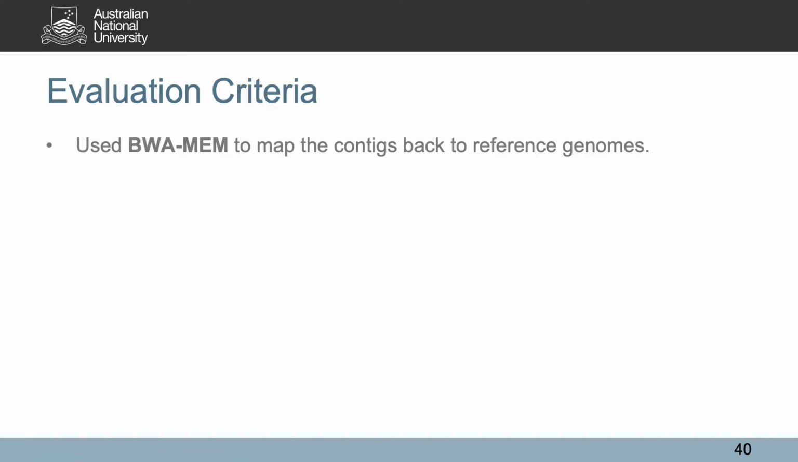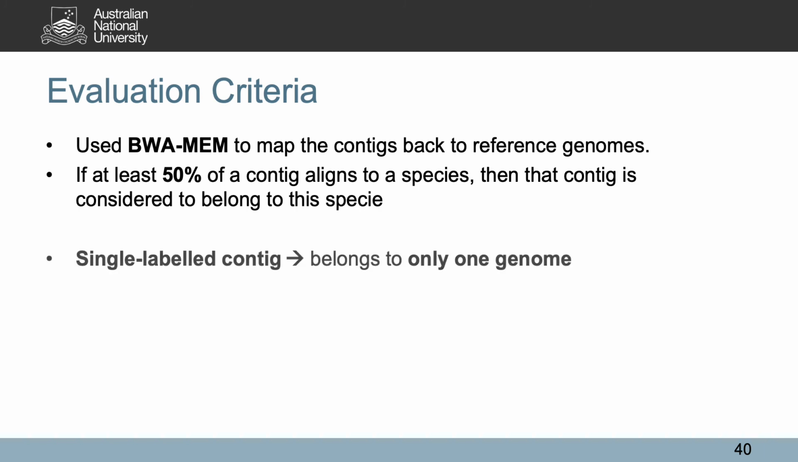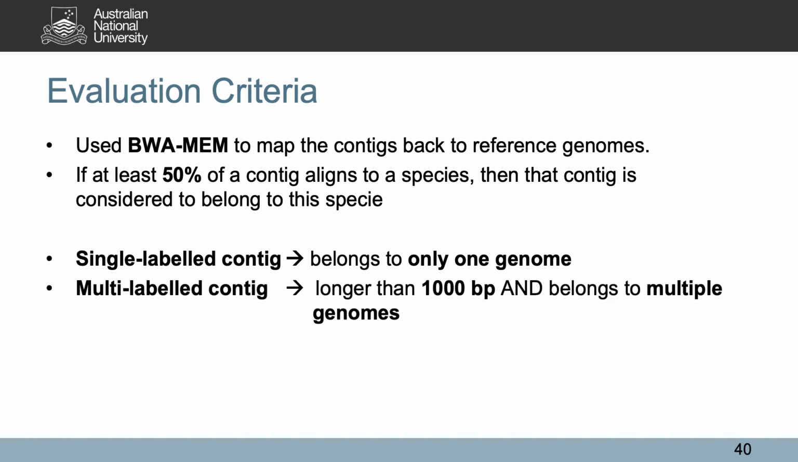In order to obtain the ground truth, we use BWA-MEM to map the contigs back to the reference genomes. If at least 50% of a contig aligns to a species, then it is considered to belong to that species. A contig is considered as single-labeled if it belongs to only one genome. A contig is considered as multi-labeled if it is longer than 1000 base pairs and it belongs to multiple genomes. Isolated contigs were not considered for the ground truth.